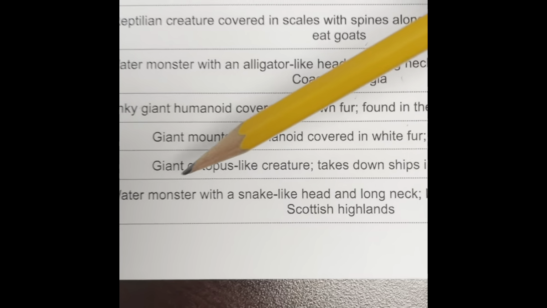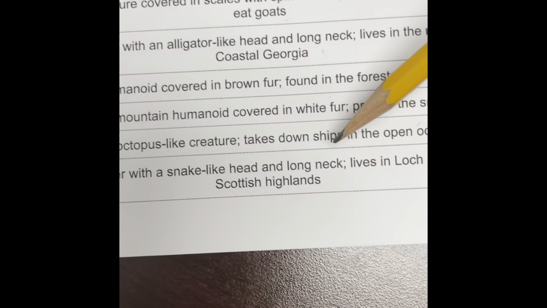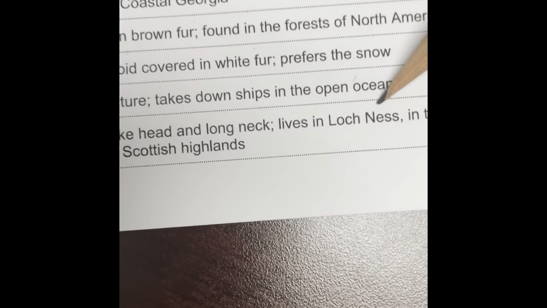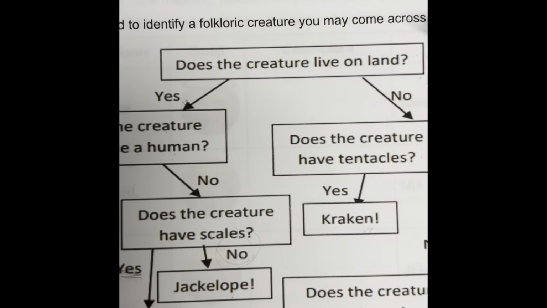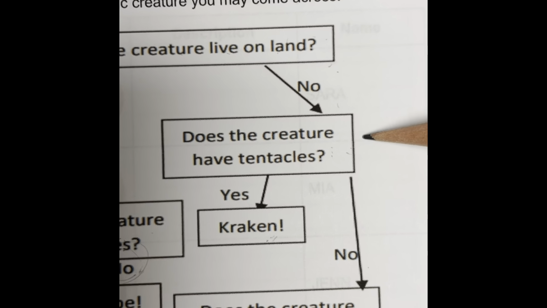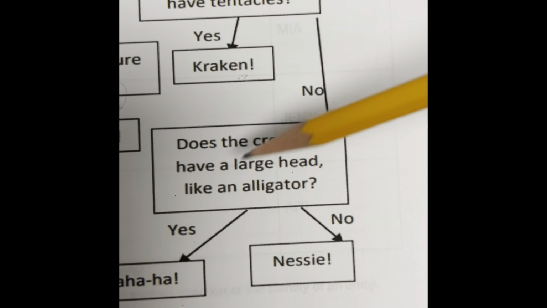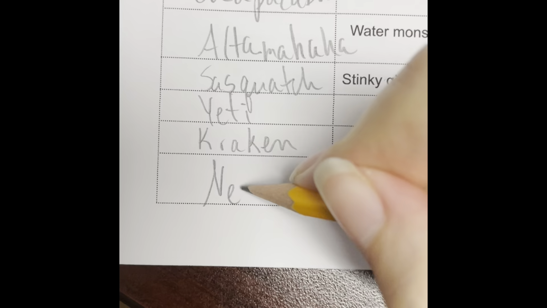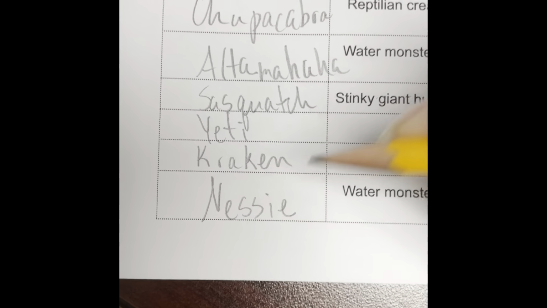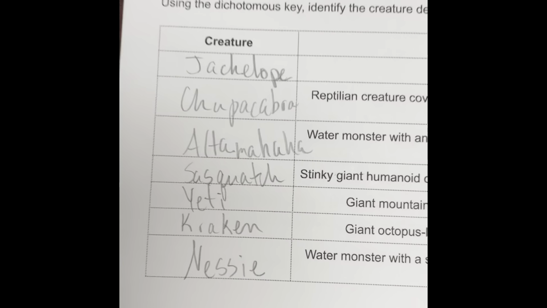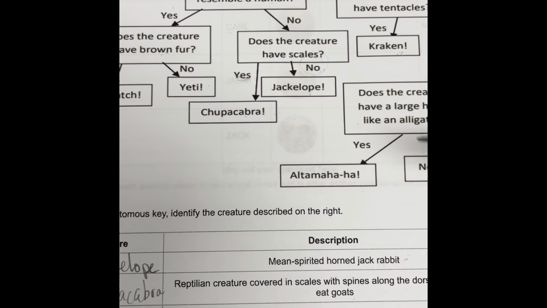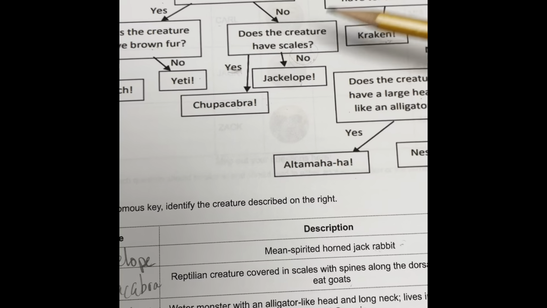The last one is going to be a water monster with a snake-like head and long neck, and it lives in Loch Ness. So, does it live on land? No. Does the creature have tentacles? No. Does it have an alligator head? No. I must be talking about Nessie, the Loch Ness monster. That is what we will be doing for a couple of the exercises in Unit 5, where we will have to identify different organisms using a dichotomous key.